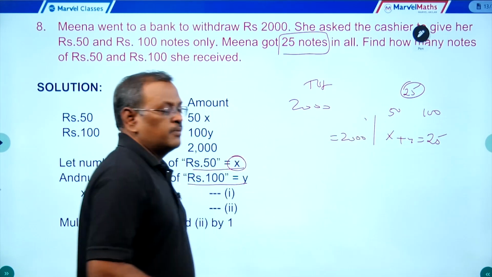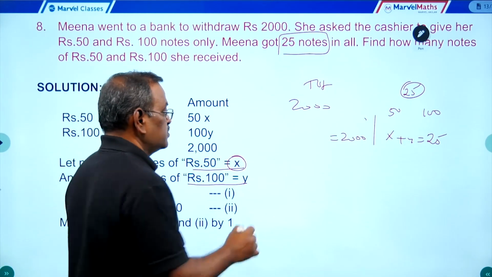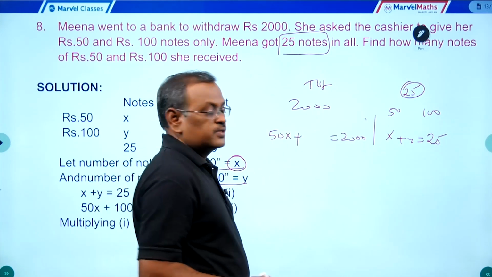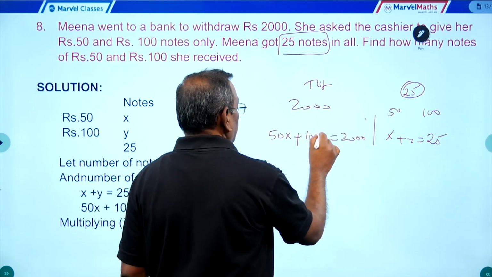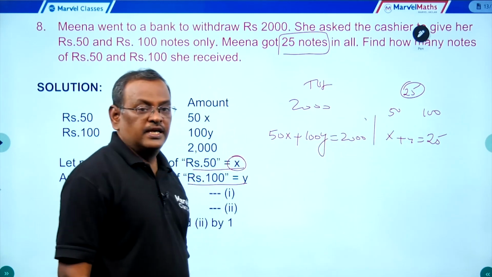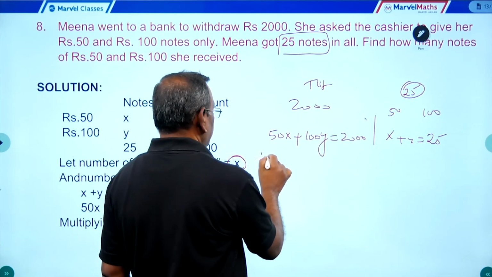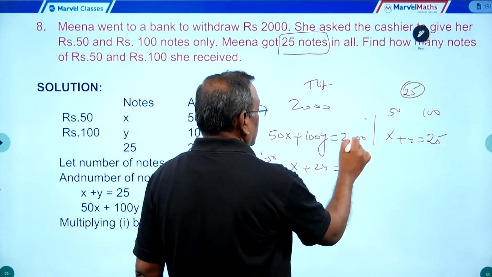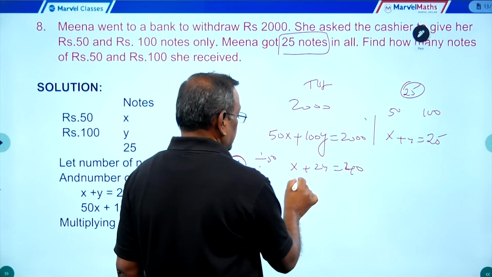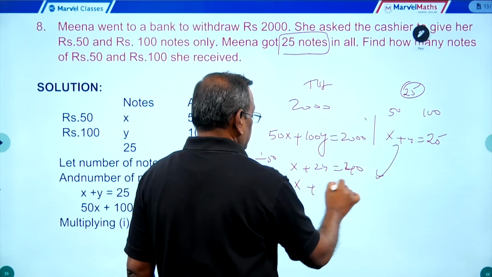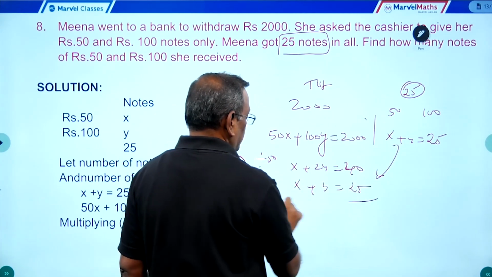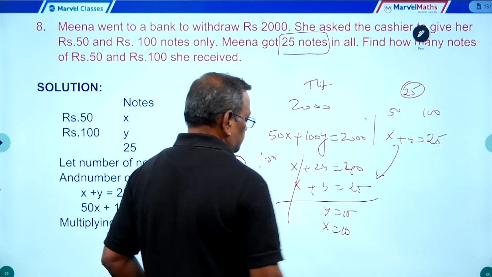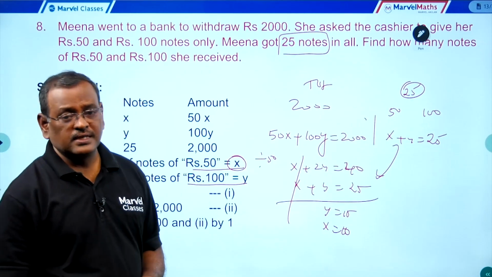And what is the total amount of 50 rupees notes? If you count 50 rupees notes, it is 50x. And the amount of 100 rupees notes is 100y. So 50x plus 100y equals 2000. Divide by 50: x plus 2y equal to 40. So what is the second equation? The second equation is x plus y equal to 25. Subtracting, y equal to 15, and what is x? 10.